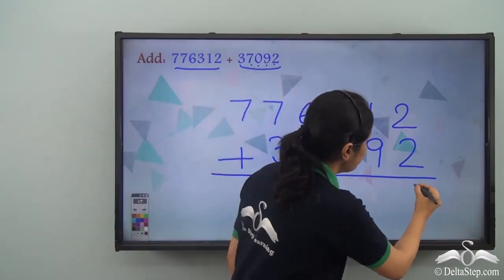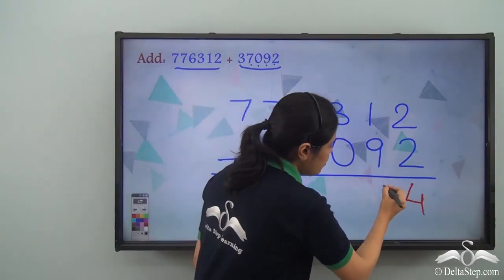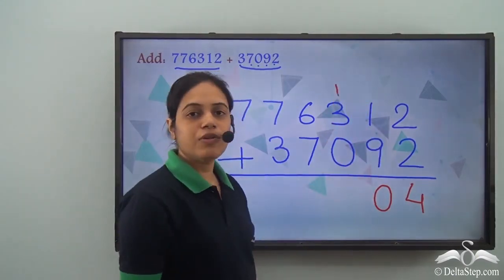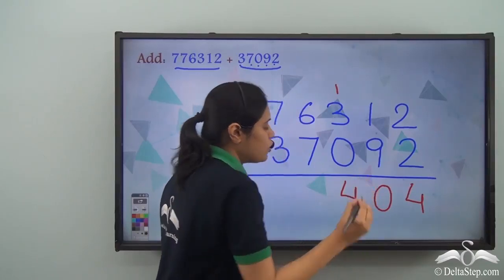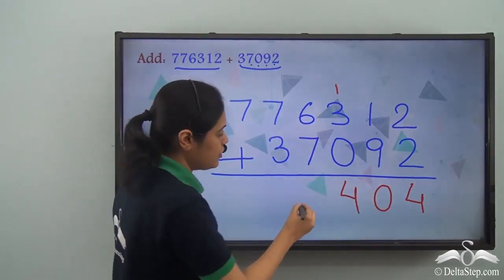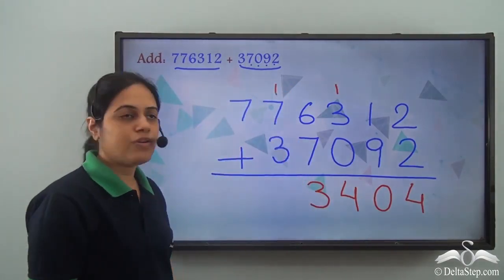2 plus 2 is 4. 1 plus 9 gives me 10. So 0 of 10 comes here and 1 is carried over. 1 plus 3 is 4. 4 plus 0 is also 4. 6 plus 7 is 13. So 3 comes here and 1 is carried over.